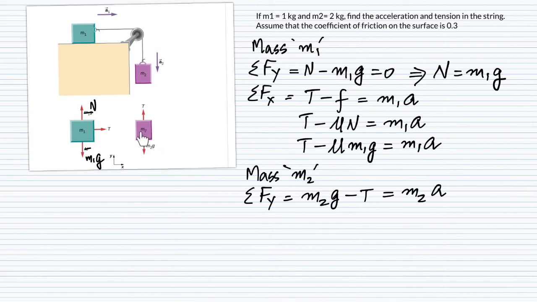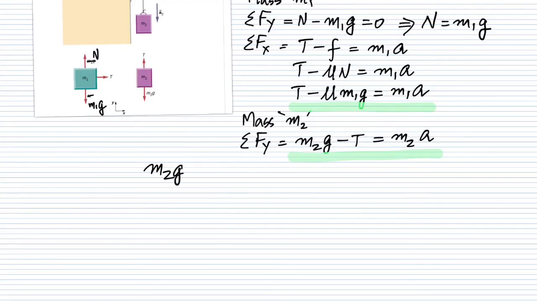Now when you come to mass M2, it's moving down, so M2G minus T is equal to M2A. So those are the two equations. And if you simply add these two equations, once again the tension will get cancelled. On the left-hand side, you will get M2G minus mu M1G. On the right side, A is common, so you will get A times M1 plus M2. And then rearrange that to get the acceleration.